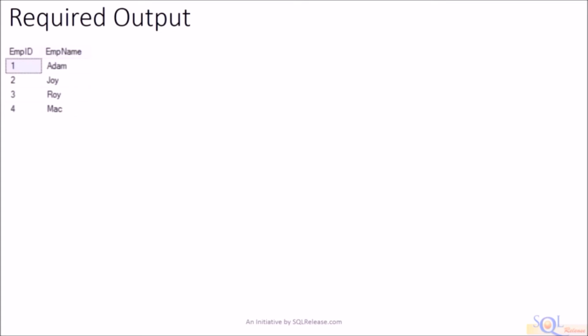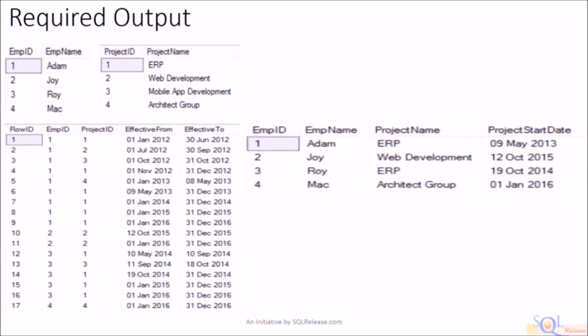This is the employee master table and this is the project master table. The employee project detail table is this. Now we need an output like this. In this output, we can see that all the employees have been listed with their current project name along with the project start date. Also, please keep in mind that the start date which we have displayed here is the effective from date of the current project, since the employee is working continuously in the same project without any change.